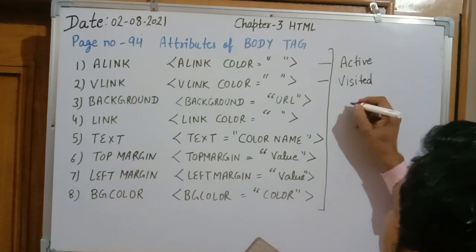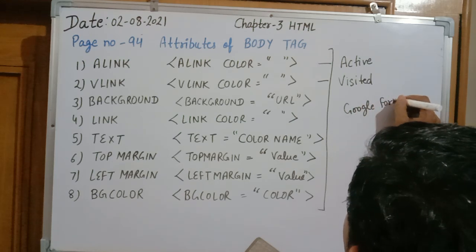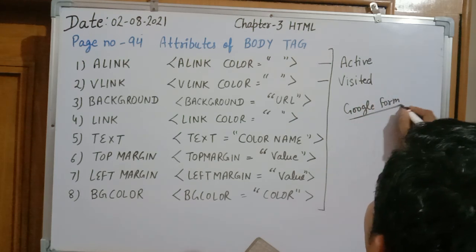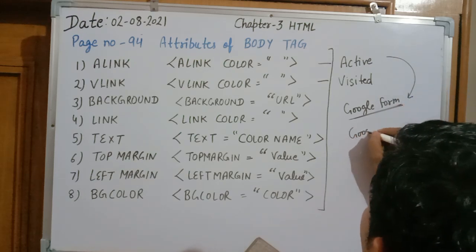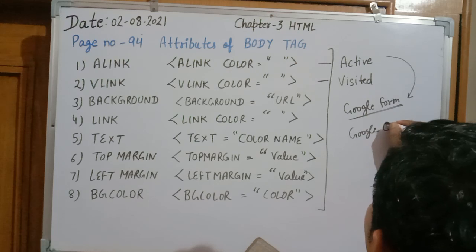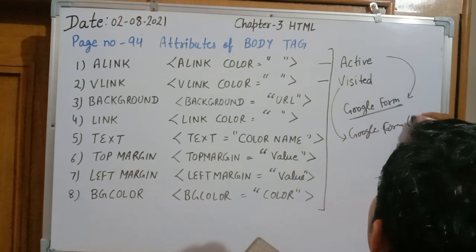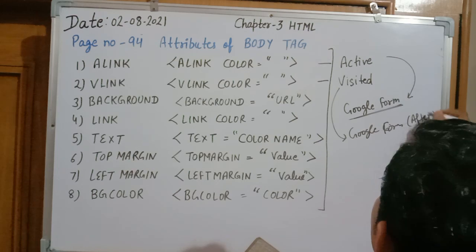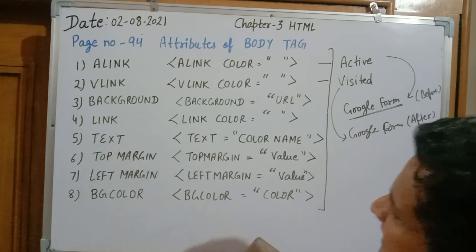Like you are having a link, Google form. Before click, what is the color of this link? That is active. After click, what is the color of the link? That is known as visited. After click or before click? After and before.